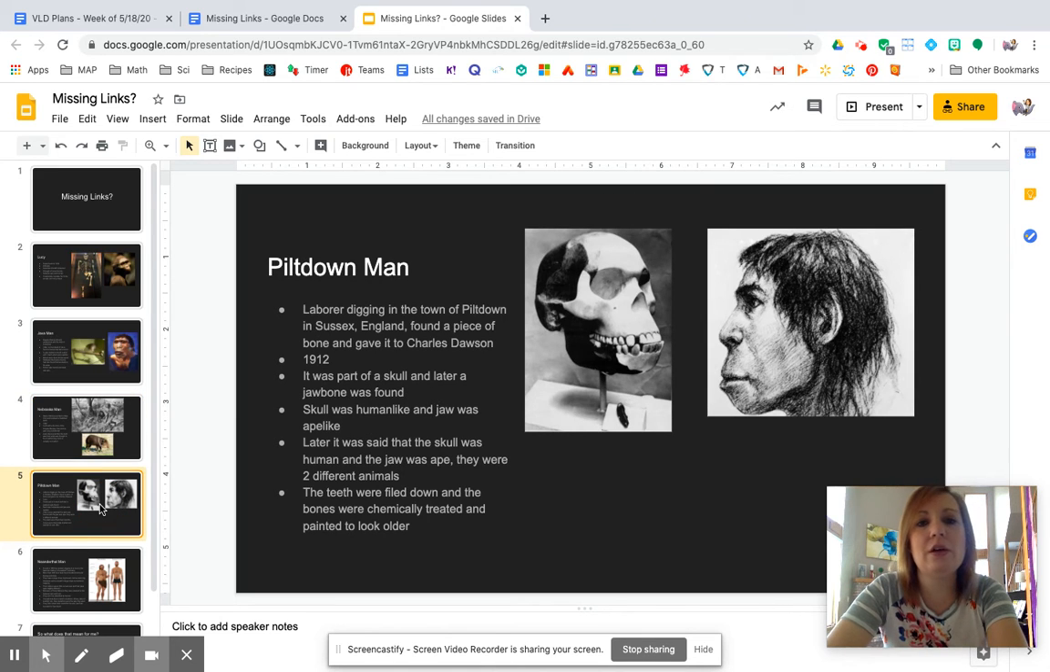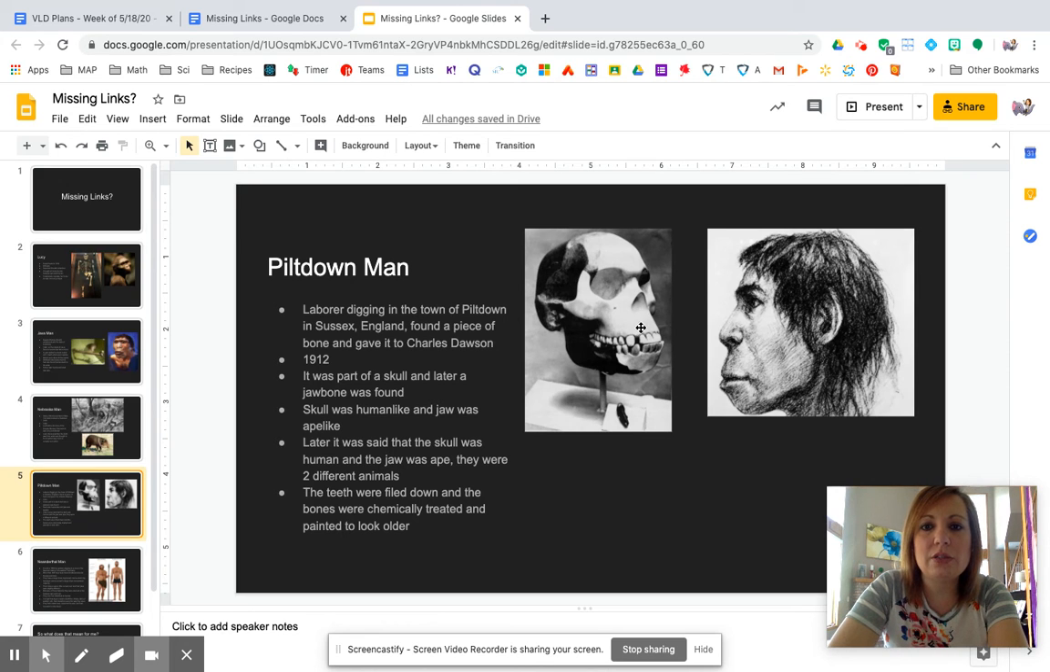All right, Piltdown Man. Piltdown Man was found in the city of Piltdown in Sussex, England, by Charles Dawson, and it was 1912. What they discovered was part of a skull and part of a jaw. Okay, so in this picture, you see a full skull. What you need to realize is the rest was actually reconstructed. The dark part is what they found, and the white is what they reconstructed.